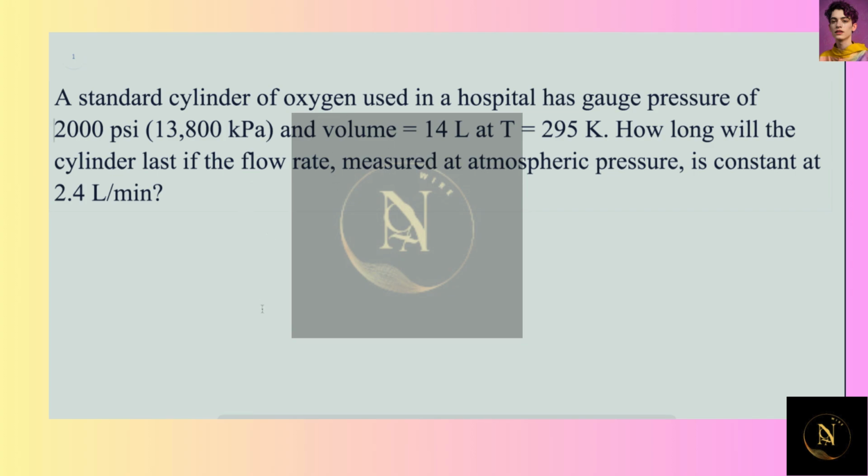A standard cylinder of oxygen is used in a hospital and has a gauge pressure of 2000 psi, which is 13,800 kilopascals, and volume of 14 liters, at temperature of 295 Kelvin. How long will the cylinder last if the flow rate measured at atmospheric pressure is constant at 2.4 liters a minute?